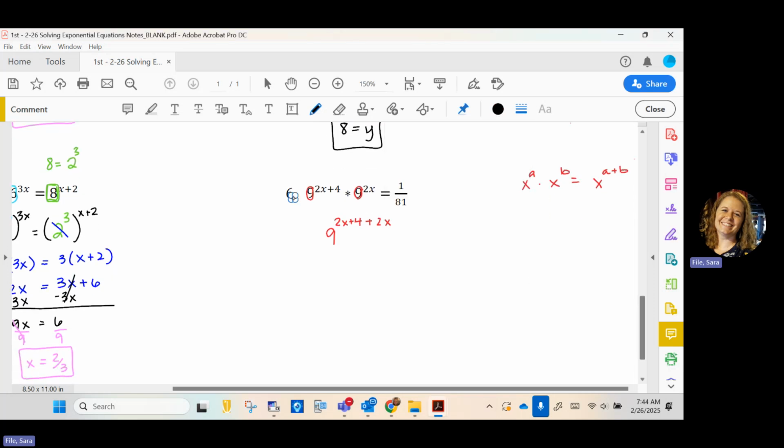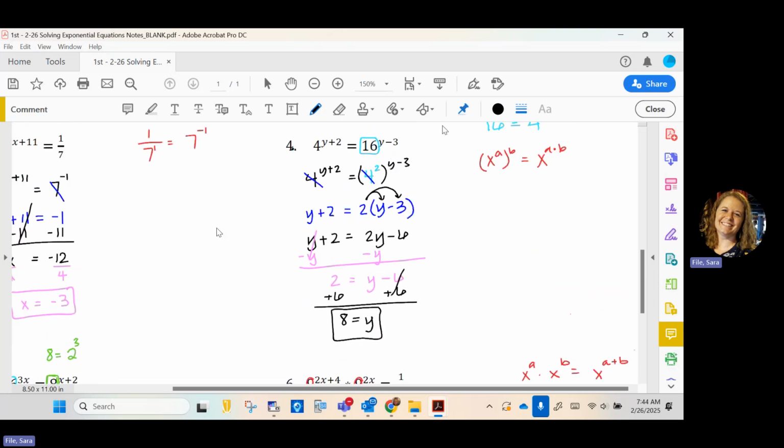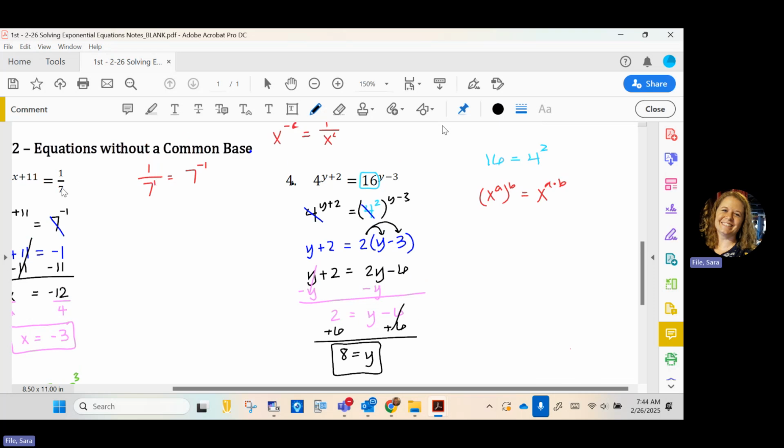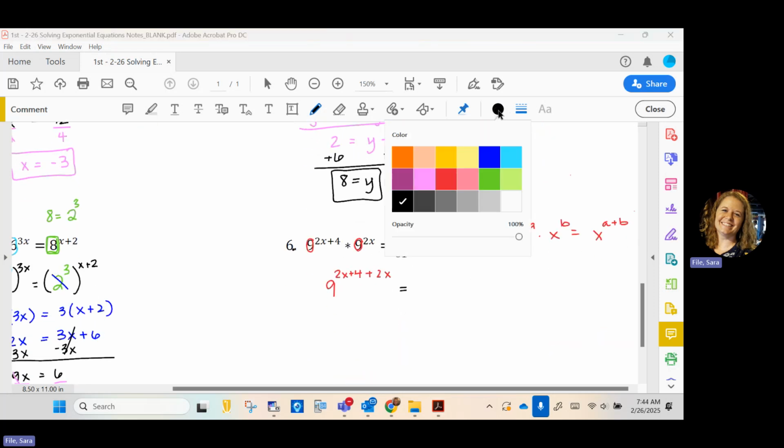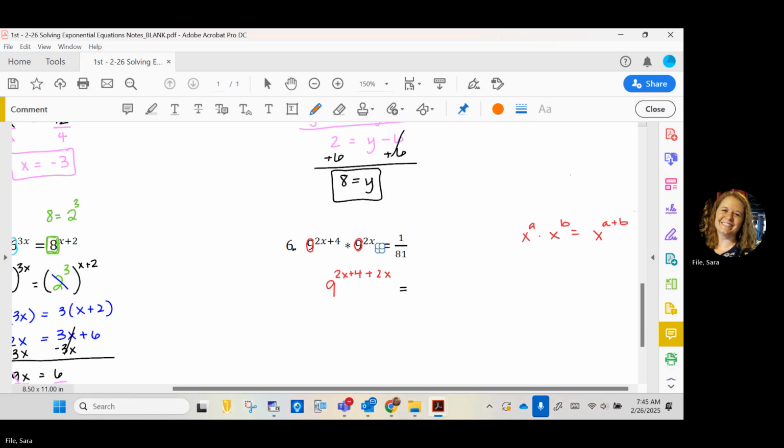Okay, so then on the right side, I need to make this base match. So up here in number 3, we said if I want to bring this term from the denominator up to the numerator, I can change the sign of the power. I can do that same thing with 81 here. I'm going to take that 81 and rewrite it. Remember, 1 over 81 is going to be equivalent to 81 to the negative 1 power. So now I've gotten rid of the fraction.